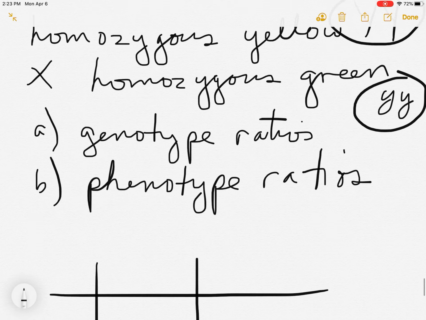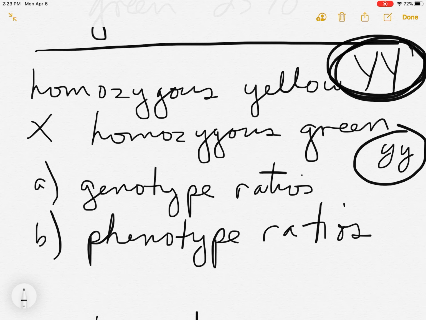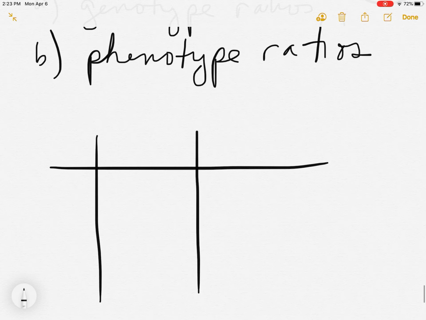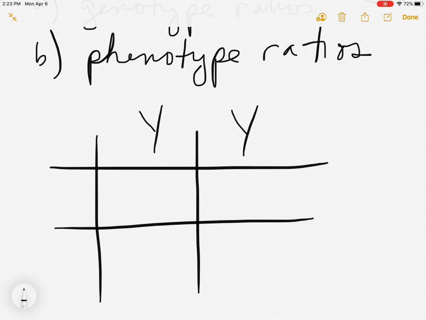And you put the 2 alleles from the first one, the 2 capital Ys. It doesn't matter whether you put them on the top or the side, as long as you put them on the same spot. And the other one goes on the other side. Okay, now what I want you to do is make the crosses and tell me what the genotype ratios are. And then I want you to think about what color they would be and tell me what the phenotype ratios are. So pause the video, try it on your own, and then come back when you're ready.